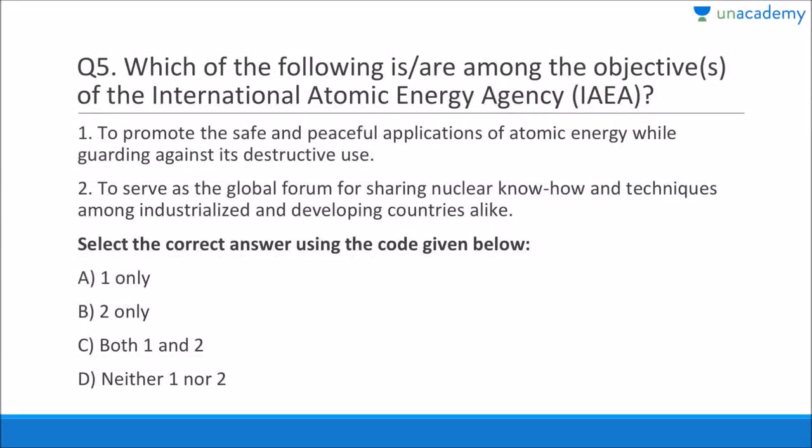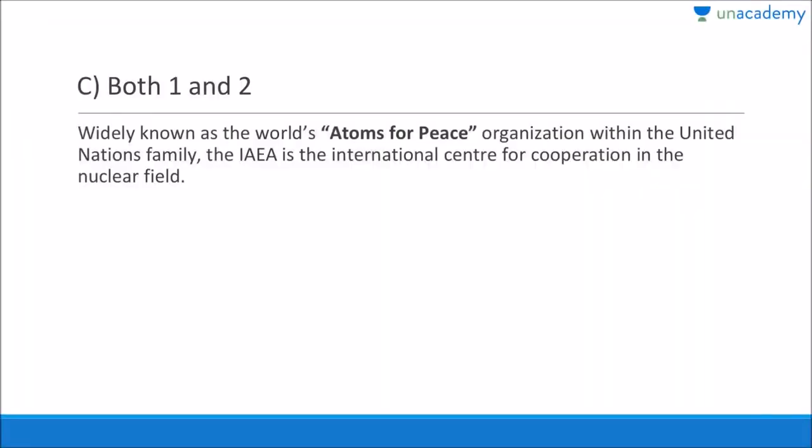Question number 5. Which of the following is/are the important objectives of the IAEA, that is the International Atomic Energy Agency? To promote the safe and peaceful application of atomic energy while guarding against its destructive use. So that is correct. To serve as the global forum for sharing nuclear know-how and techniques among industrialized and developing countries alike. So answer here is C, both 1 and 2. So widely known as the World's Atoms for Peace Organization within the United Nations family, IAEA is the International Center for Cooperation in the Nuclear Field.